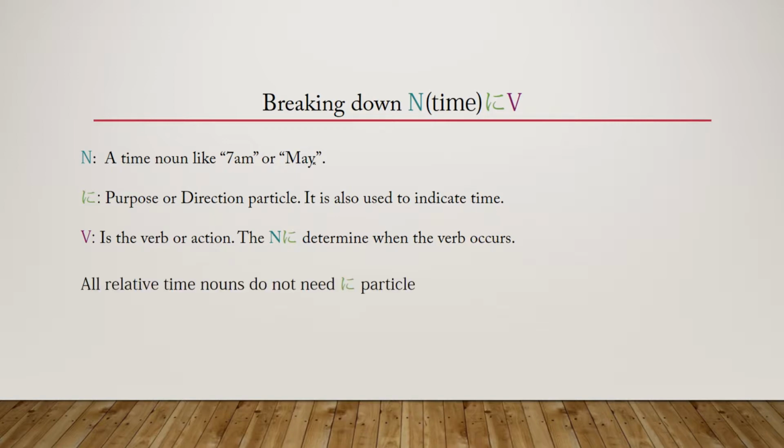Now, here's what I was talking about, that all time is not included in noun time ni, and that is because all relative time does not need the ni, and it doesn't just not need it, it shouldn't have the ni. So this shouldn't be does not need, it should be more or less cannot have the ni. It actually sounds weird, it doesn't sound natural if you put the ni after it.